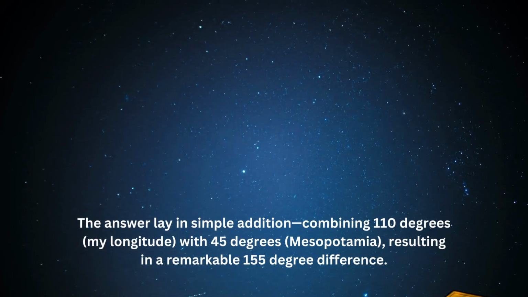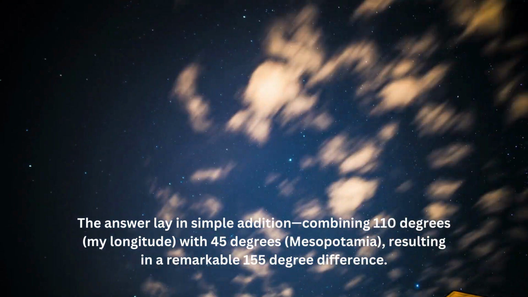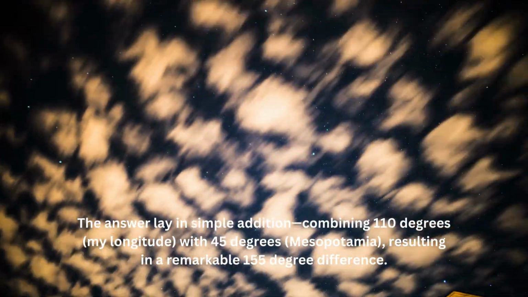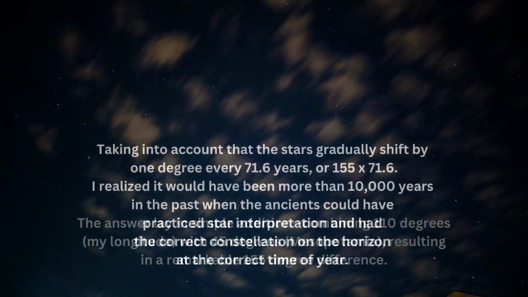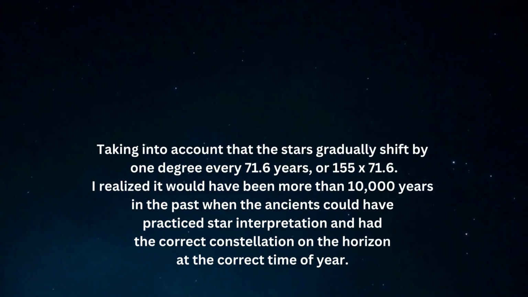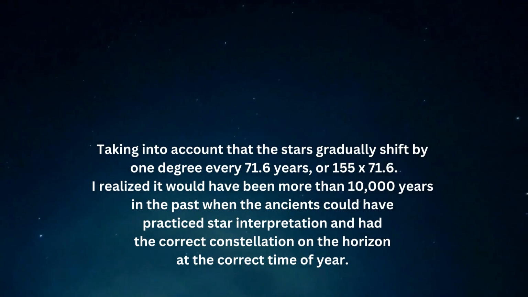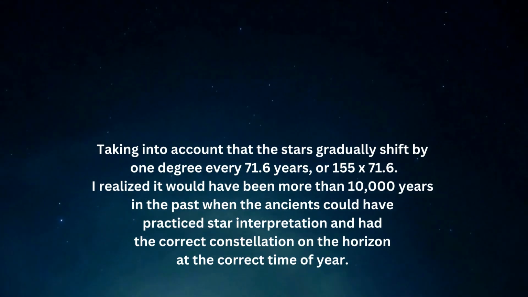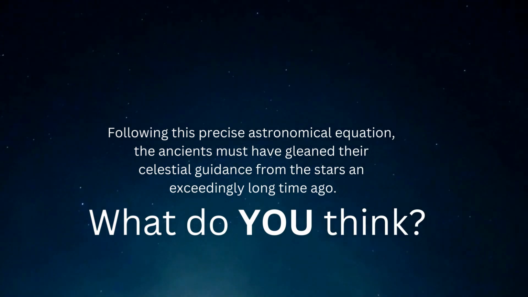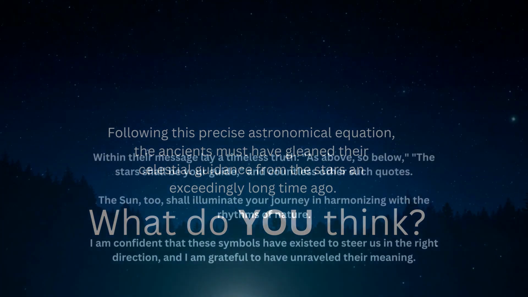The answer lay in simple addition, combining 110 degrees, my longitude, with 45 degrees, Mesopotamia, resulting in a remarkable 155-degree difference. Taking into account that the stars gradually shift by 1 degree every 71.6 years, I realized it would have been more than 10,000 years in the past when the ancients could have practiced star interpretation and had the correct constellation on the horizon at the correct time of year. Following this precise astronomical equation, the ancients must have gleaned their celestial guidance from the stars an exceedingly long time ago. What do you think?